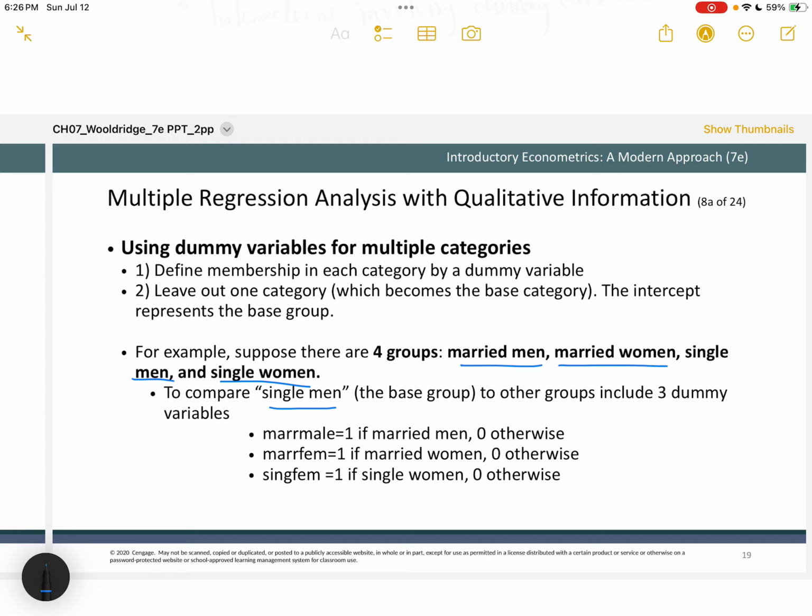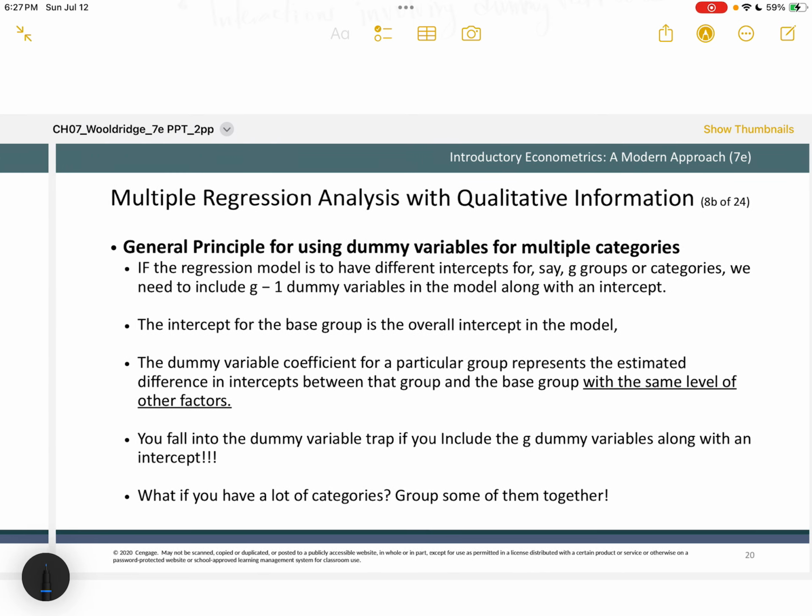But in our econometric model, we will include 3 dummy variables: married men, taking a 1 if married, 0 otherwise; married females, taking a 1 if married and female, 0 otherwise; single female, taking a 1 if single woman, or 0 otherwise. See, the category that did not make it into the econometric model is single men, and we are holding that out as the base group that we will compare single men to all the other groups.